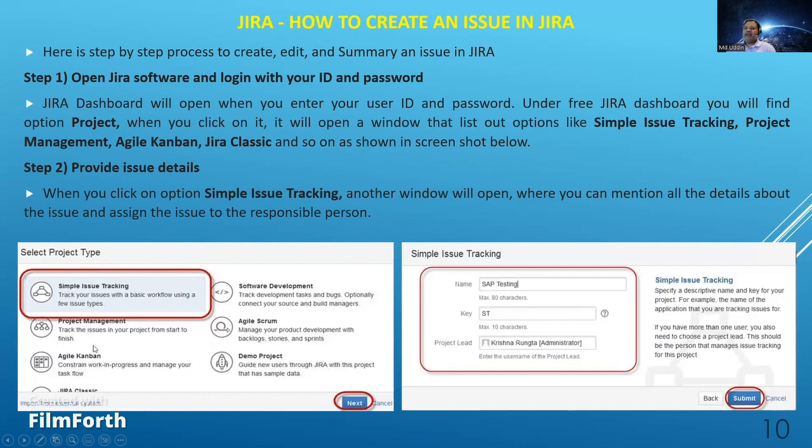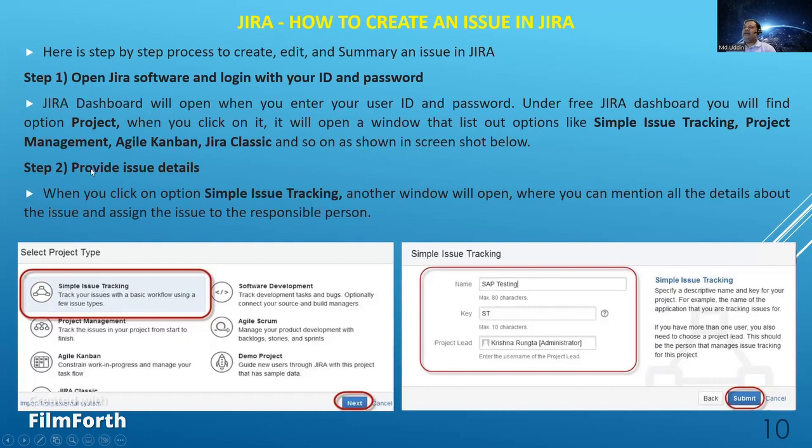Issue tracking, project management, Agile Kanban, Jira Classic, software development, Agile Scrum, demo project. So these are all the options that come up. These are all options within the project. What kind of project do you want to create? Since we are creating a simple issue tracking, we'll be choosing this option, right? Simple issue tracking.